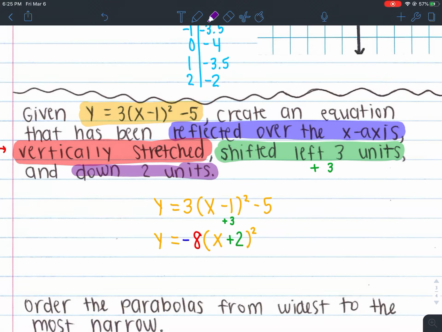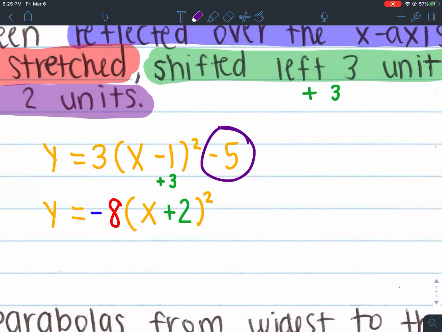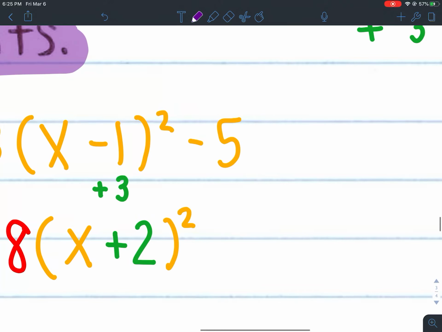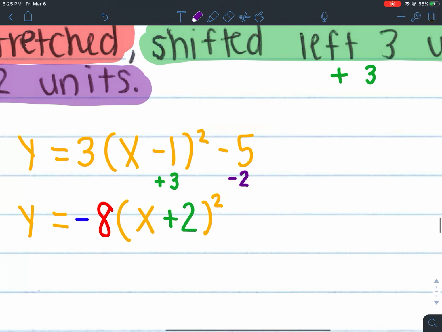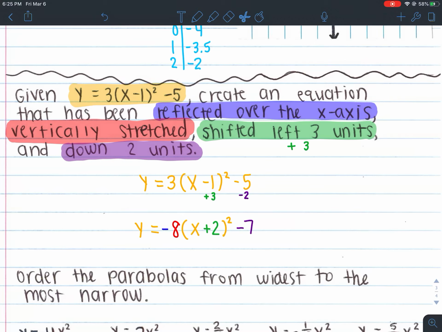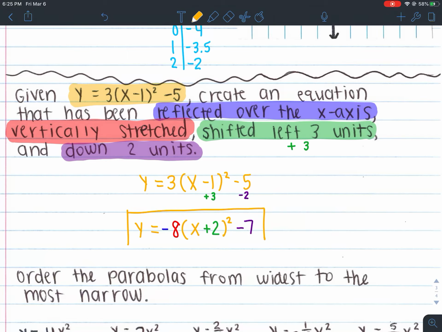Okay, the next thing I see is down 2 units. Shifting something down is going to be on the outside of my parentheses. That's going to be where this minus 5 is from. I want to shift it down from where it currently is. Right now, it's already down 5, and I have to shift it down 2 more. So what's negative 5 minus 2? Negative 7. So that is going to be our new transformed equation. We started off with the original, and now we have something brand new. So this is our new quadratic transformed from what it was.